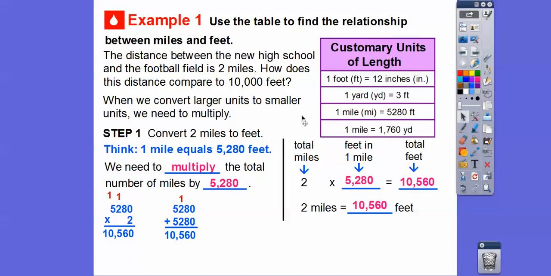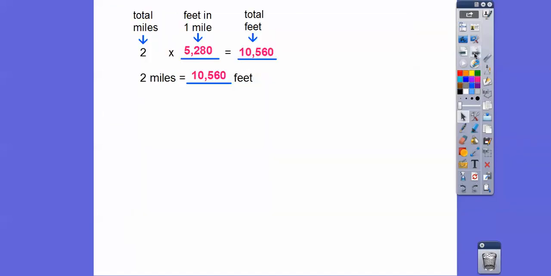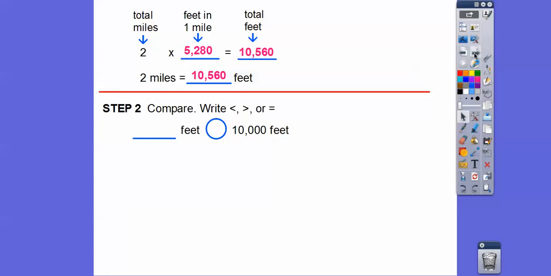Now the question is asking us, how does this distance compare to 10,000 feet? All right, so let's just slide that little guy up. We need to compare now, you guys. So we're going to write less than, greater than, or equal to. We'll put our 10,560 right there. So which number is bigger? Is this number bigger or this number bigger? Well, this number is bigger, so our arrow is going to point towards the smaller number, okay?